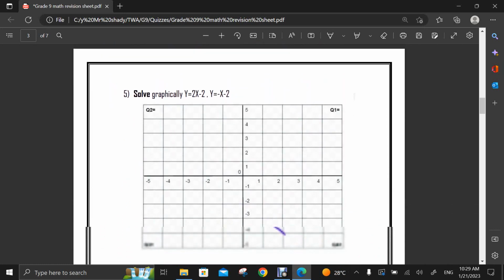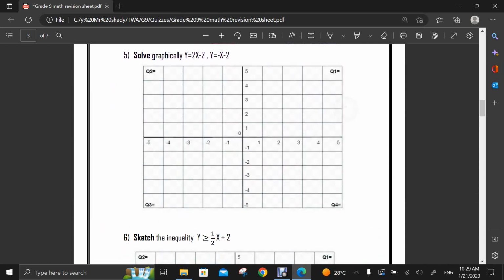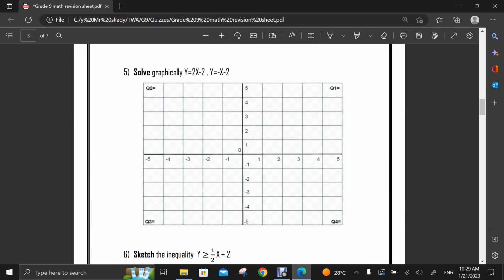Let's see question number 5. Solve graphically y equals x minus 2 and y equals negative x minus 2. So, to draw it, first you draw the first line, which is y equals x minus 2. So let's see how to draw it.